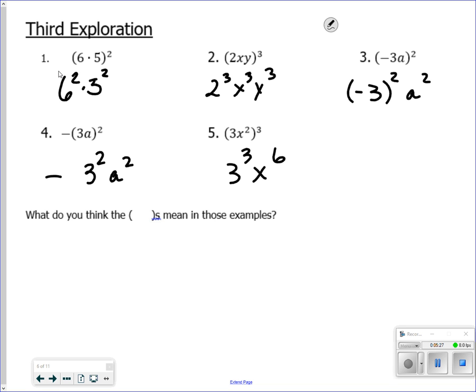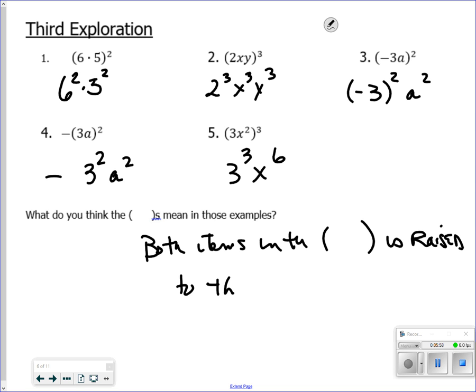Now let's talk about it. Anytime you have more than one item in parentheses with an exponent, what's in the parentheses is considered a binomial. So that is a key little situation there. It's a binomial. Anytime that occurs, each item in the parentheses is raised to that exponent. So what do you think the parentheses mean in this example?